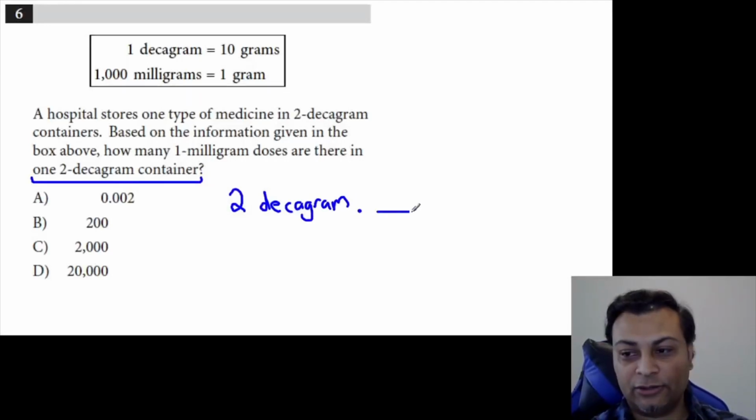And we'll start converting out of that. The first thing you want to convert out of is decagram.